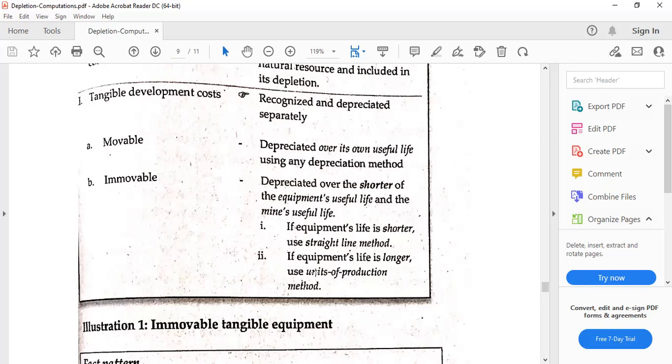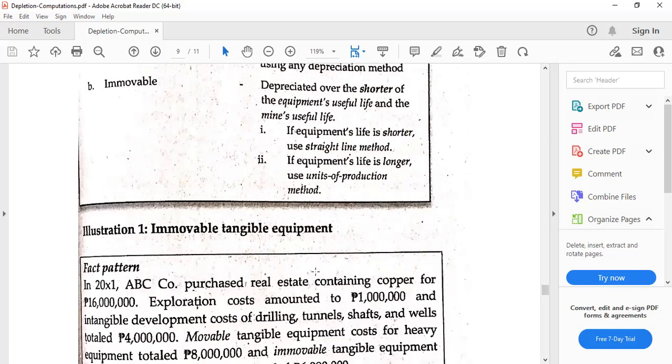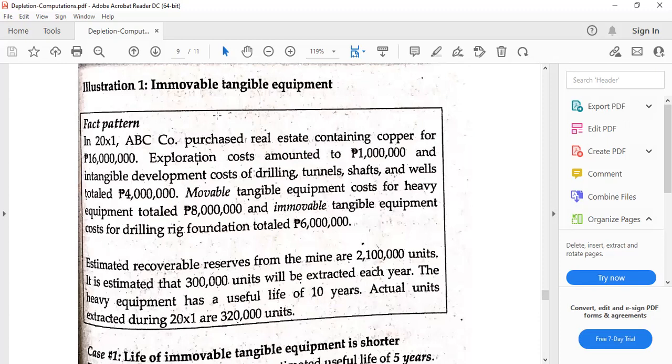So take note, these are tangible development costs, but they have their separate rulings. These are not our acquired property, which is basically under wasting assets. So for that illustration, we have the immovable tangible equipment, our purchased real estate, and the exploration cost as well, totaling for intangible development cost 4 million, which will form part of the cost of the wasting asset. The movable tangible equipment will be depreciated using any method that is applicable, while the immovable tangible equipment will have to be analyzed further as to the shorter of its life versus the term that we can use for the wasting asset to be extracted.